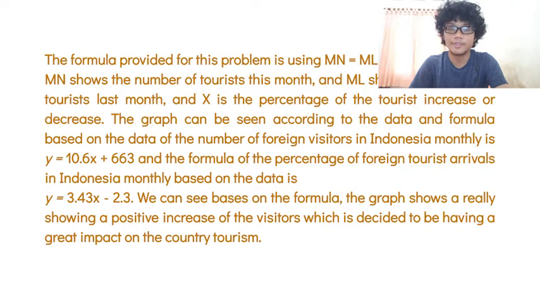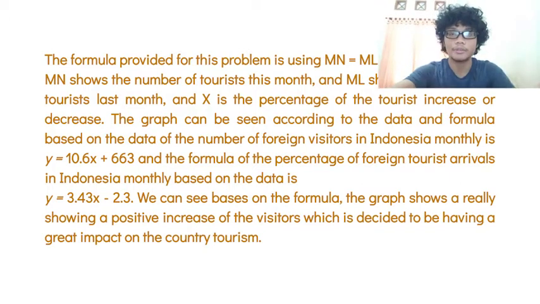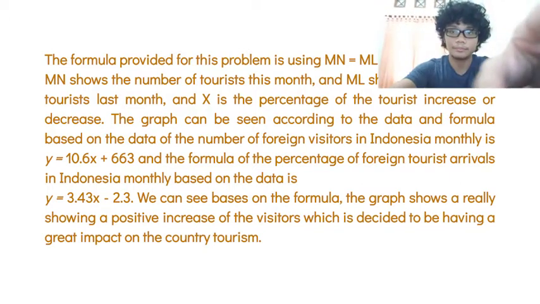The number of foreign visitors in Indonesia monthly is y equals 10.6x plus 663, and the formula of the percentage of foreign tourist arrivals in Indonesia monthly based on the data is y equals 3.43x minus 2.3. You can see, based on the formula, the graph really shows a positive increase in visitors, which is decided to be having a great impact on the country's tourism.